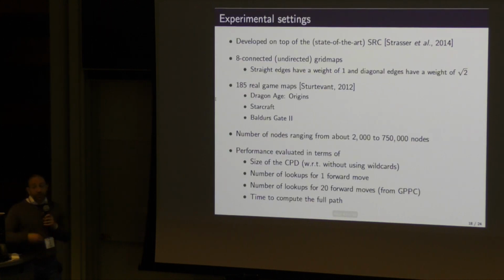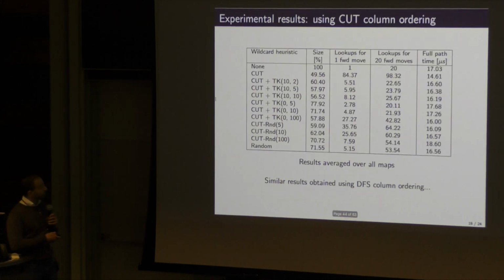Experimental results. We have developed our idea on top of the state-of-the-art system SRC. Our benchmark consists of 8 connected grid maps from 185 game maps. The number of nodes in our map ranges from quite small maps with about 2,000 nodes to large maps with 750,000 nodes. And the performance is evaluated in terms of size of the CPD, number of lookups for getting 1 and 20 forward moves, and time to compute a full path.